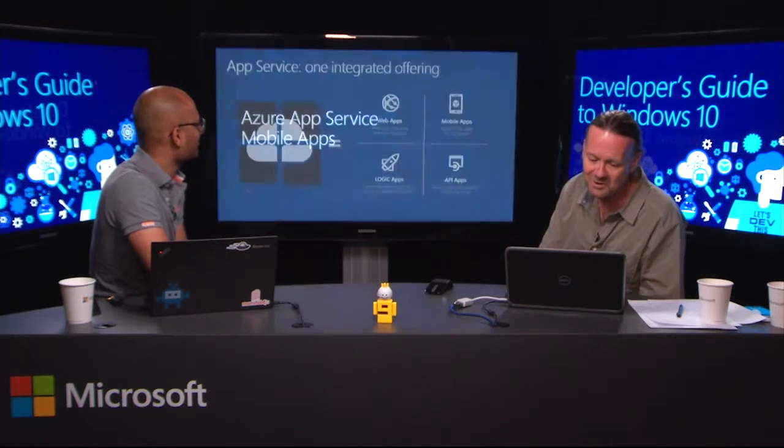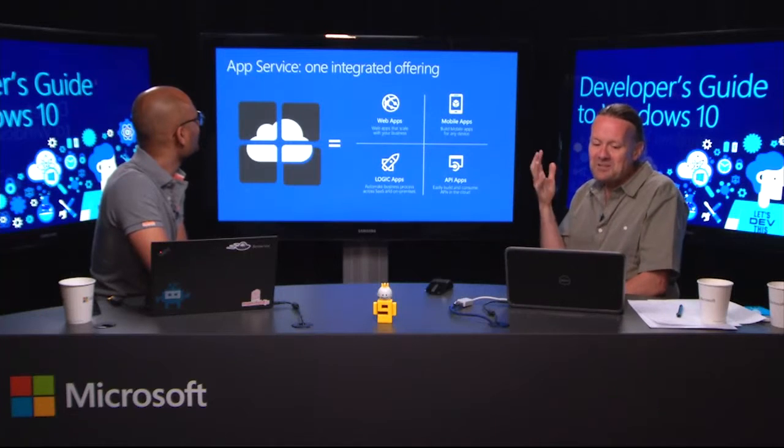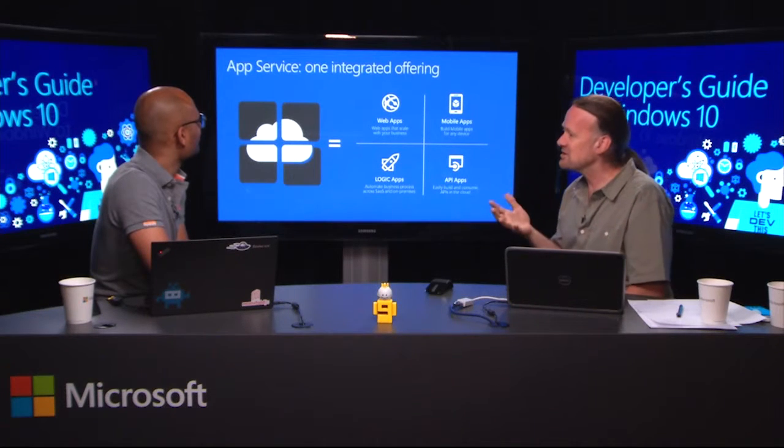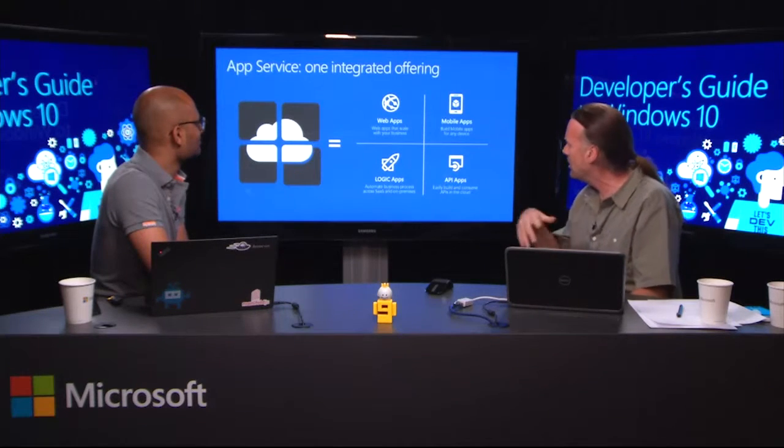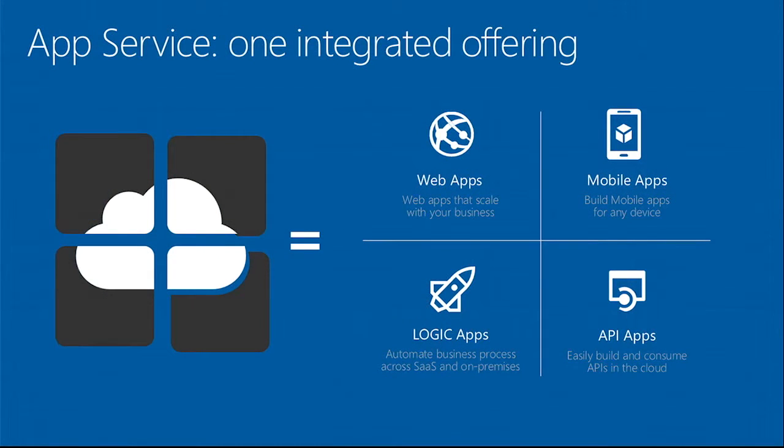Okay. So I'm concentrating on the new one. Mobile apps is a part of this new offering called App Service, which brings together a couple of things that we already had before, which is web apps and mobile services, the new version, mobile apps, and adds a couple of other things: API apps for easily building a REST service in the cloud, and logic apps, which is about workflow automation.